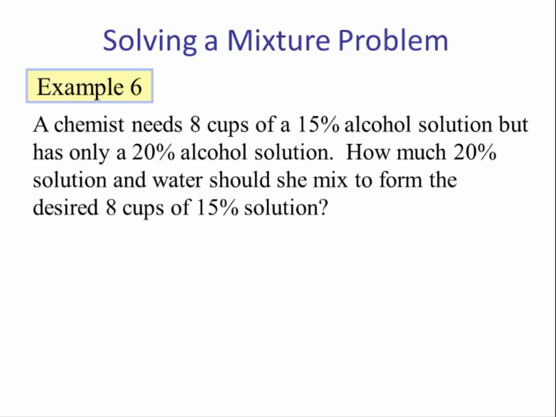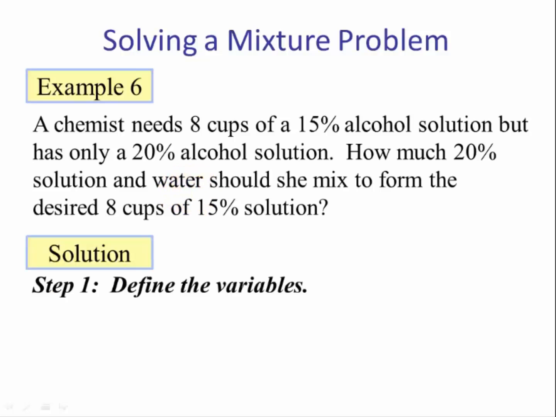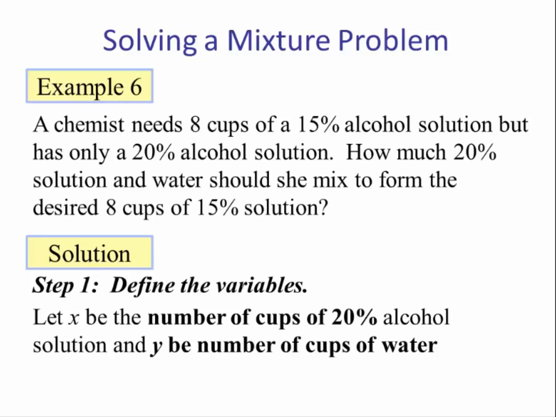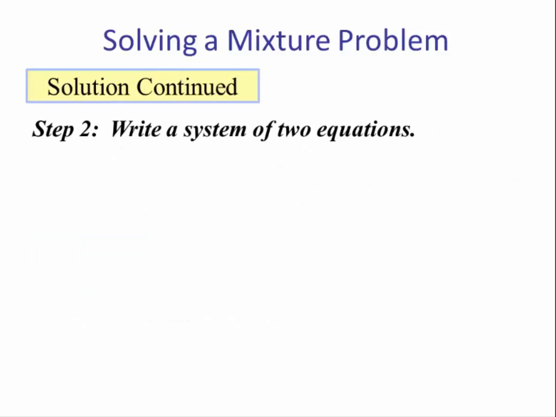A chemist needs 8 cups of a 15% alcohol solution but only has a 20% alcohol solution. How much 20% solution and water should be mixed to form the desired 8 cups of 15% solution? So in this case, water has 0% alcohol. So we first want to set up our variables. We're going to let x be the number of cups of the 20% and y be the number of cups of water. Next, we set up our system.